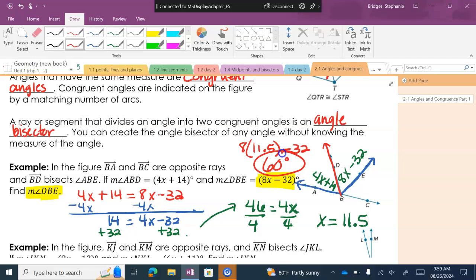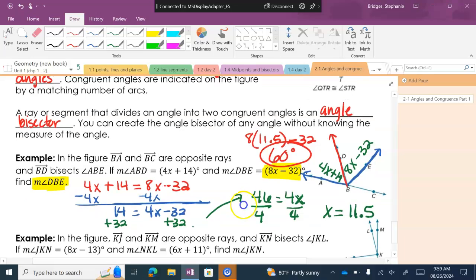It's very similar. Okay, read what it tells you. You cannot just start the picture. You have to read what it tells you. Think about what it means so that you can label and then set up an equation.